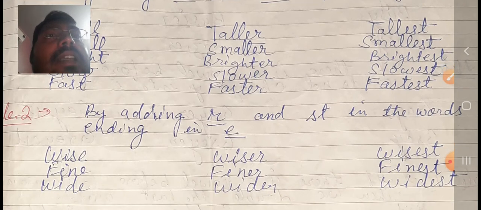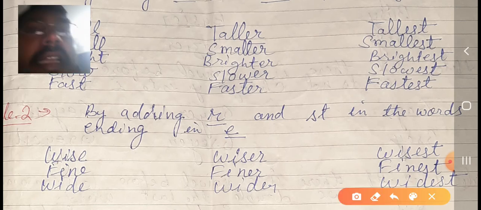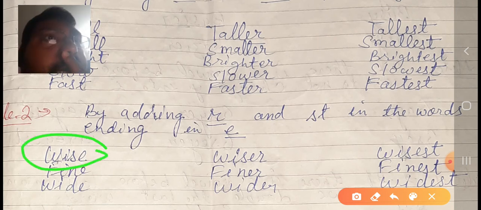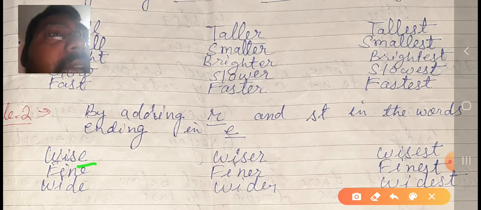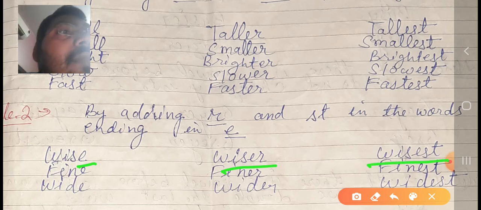Now here comes the second rule. The second rule says that we add R and ST to a word ending in E. Suppose a word ends in E, then we need not add ER. We can only add R and we get that comparative degree. So if the word is wise, you can see E is there at the end. Then we simply add R, and it will become wiser, and if we simply add ST, it will become wisest.